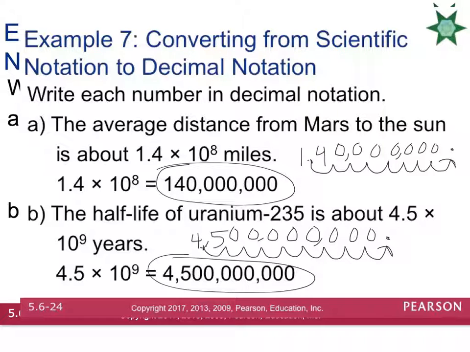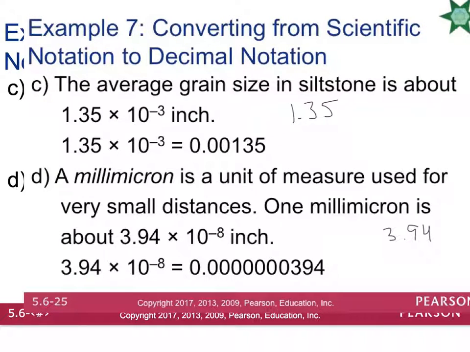Years. Okay, C, the average grain size in siltstone is about 1.35 times 10 to the minus 3 inches. So now we're going to move to the left. So we start at 1.35 and we're going to go 1, 2, 3 to the left. Put your decimal there. And then fill in zeros where you need to. We need to put in 2 there, right? So it would be 0.00135 inches.